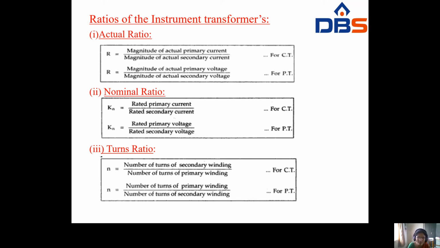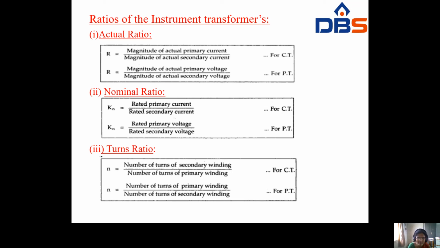Whenever you take it in terms of current, that is for the current transformer. Whenever you take it in terms of voltage, that is for the potential transformer. For the potential transformer, the nominal ratio Kn is equal to rated primary voltage by rated secondary voltage. That will be taken as the nominal ratio.